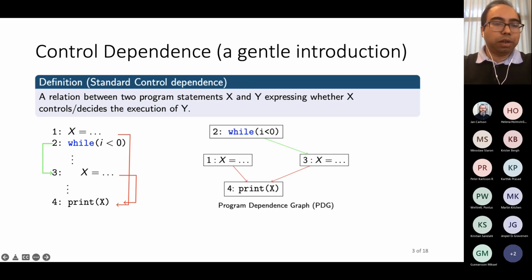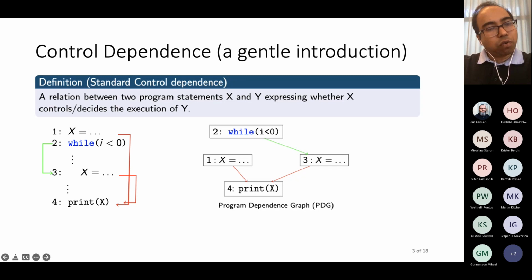A very related term that often comes in pair with control dependency is data dependencies, which is also a relation between two program instructions, stating that one instruction defines a variable that is being used by the other instruction. For example, this use of x at statement 4 is being defined either in statement 3 or in statement 1, and then we say that 4 is dependent on statement 3 or statement 1.